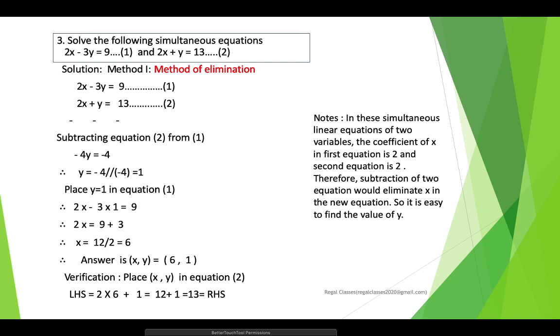Fairly easy. Get y is equal to 1, put y is equal to 1 in equation 1. 2x minus 3 into 1 is equal to 9. 2x is equal to 9 plus 3, 12. 12 by 2 is equal to 6. Verify the solution by putting 6 and 1 in equation 2.